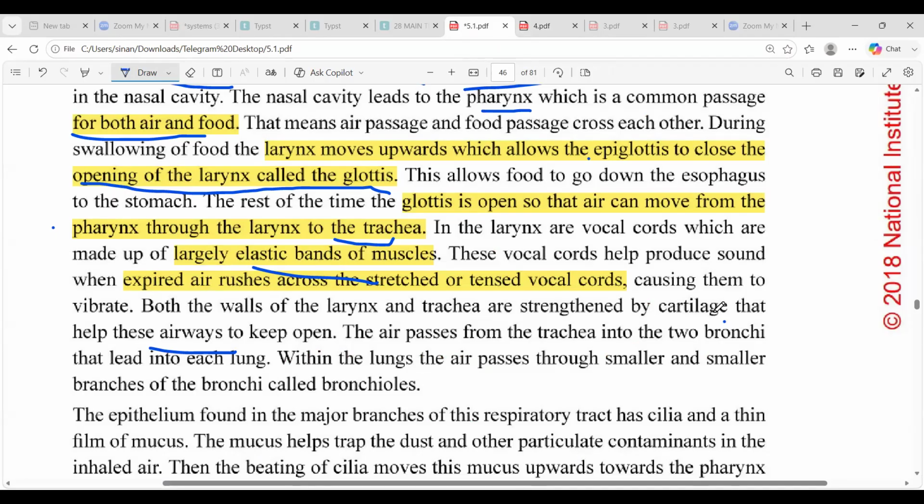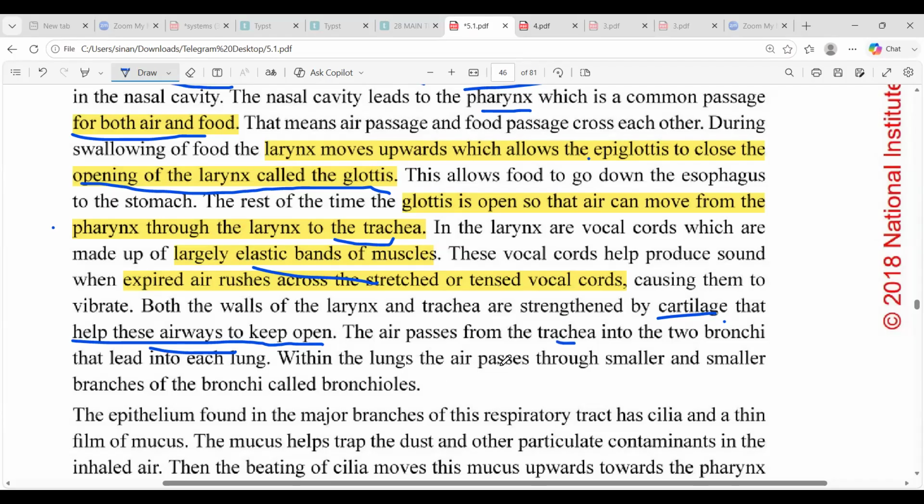Both the walls of the larynx and trachea are strengthened by what? Strengthened by the cartilage. That helps to keep this airway open. That's why these are made up of cartilage. The air passes from the trachea into the two bronchi that lead into each lung.